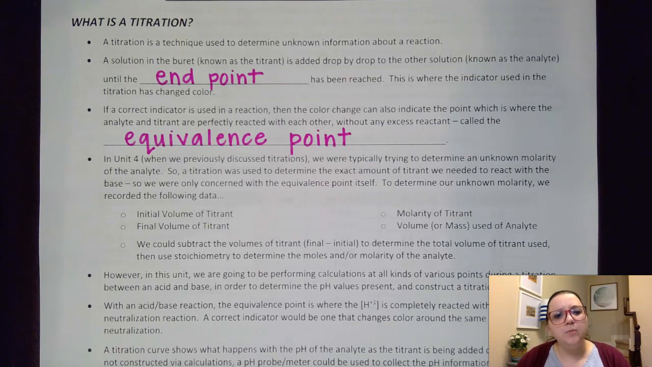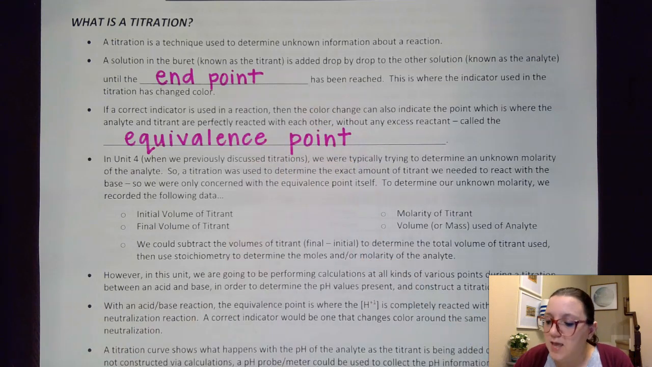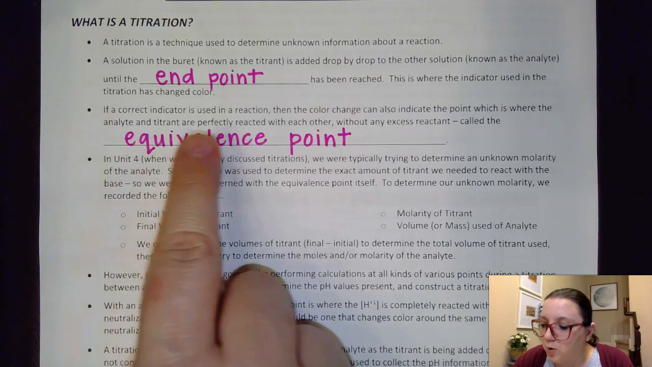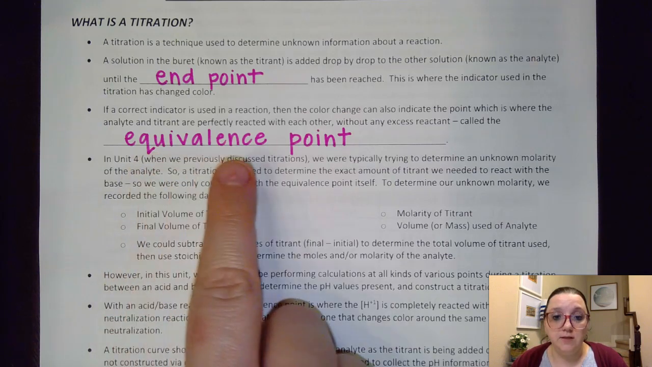But it's also super important to make sure that we're picking a correct indicator. If we've used a correct indicator, then the color change can indicate where the analyte and titrant are perfectly reacted with each other. What that means is that stoichiometrically, they're canceling each other out. We have no excess reactant remaining in our analyte container. And when we've reached that point, we call it the equivalence point.